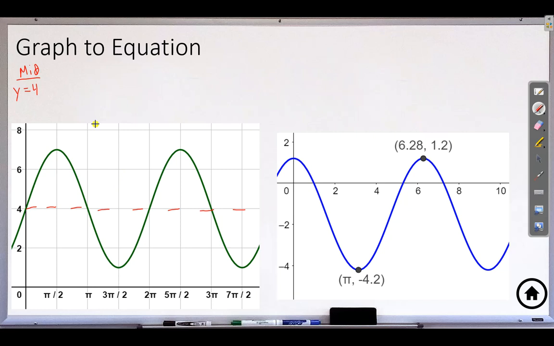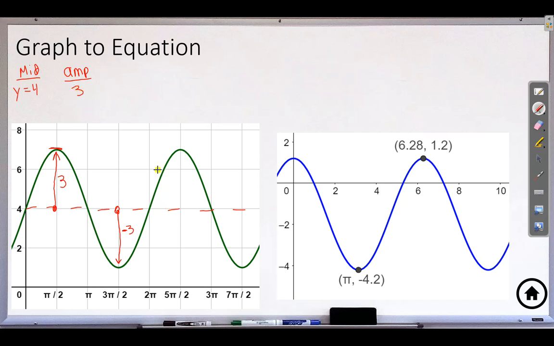Once I have the midline, I can also see the amplitude. So the amplitude again goes from the middle to the top or from the middle to the bottom. It should be the same. If they're not, you don't have the middle for the midline. So how far do we go? We're at 4, 5, 6, up to about 7. So that was a plus 3. Let's check going down. If we're at 4, 3, 2, 1, that also looks like a minus 3. So our amplitude looks good here at 3.